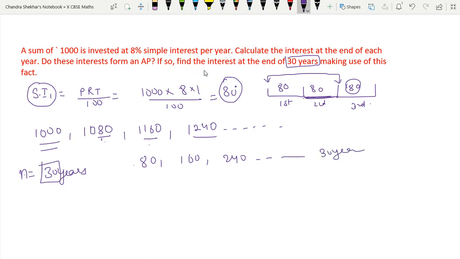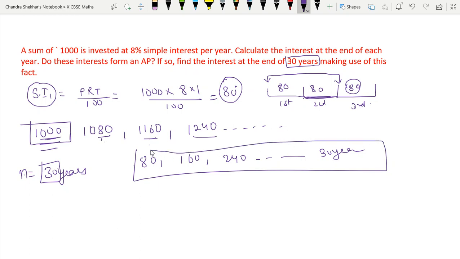Now, why? Because I'm saying you find the interest at the end of 30 years. They are not asking for this, which will give you the principal and interest together, but they only want interest at the end of 30 years. Should we not take this one as an AP? Yes, sir. Yes, we'll take this one as an AP.